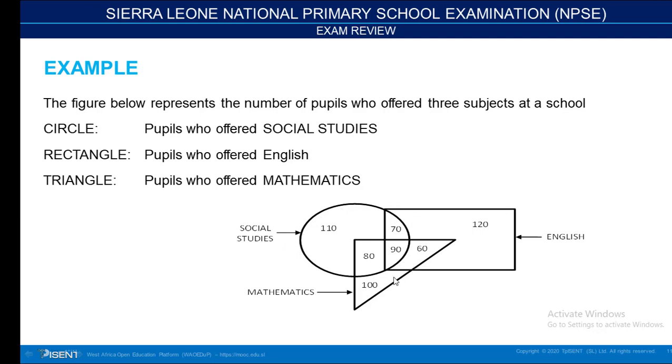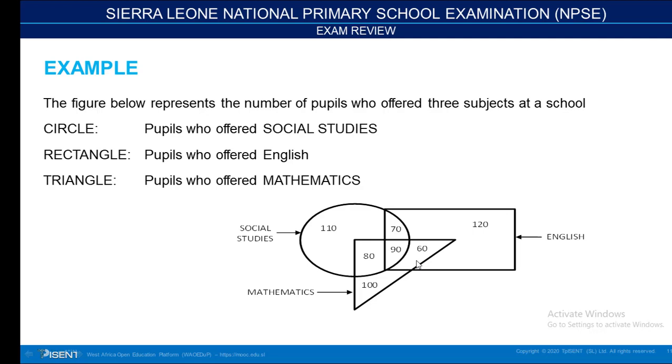Look at the circle. We have several numbers here, but in as much as the word only is added, it means that number that is found in the circle only. It is not found in any of the other shapes. You can see 70 is here. It is found in the circle, but also in the rectangle. 80 is here. It is found in the circle, but also in the triangle. 90 as well is found in the circle, in the rectangle, and in the triangle.